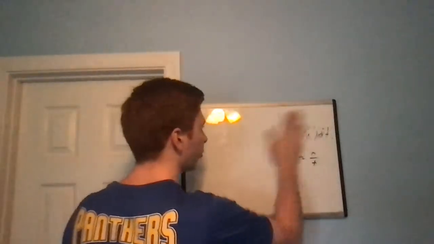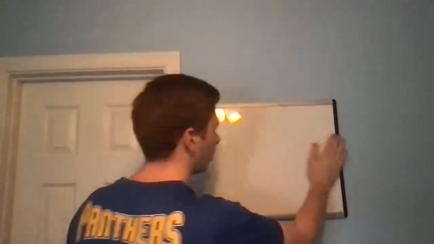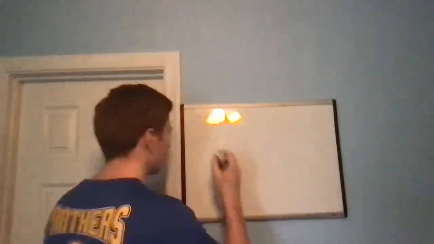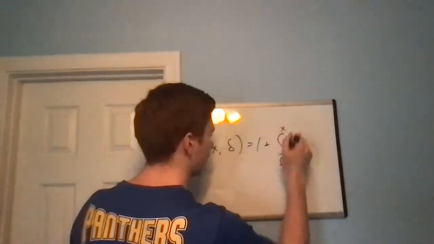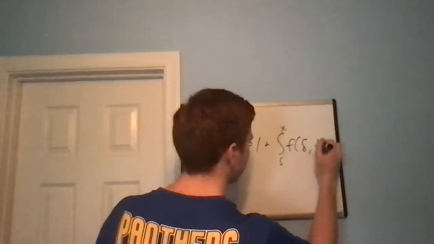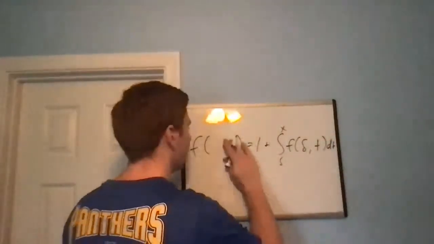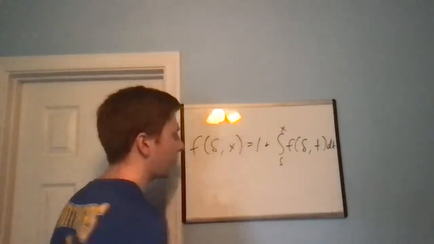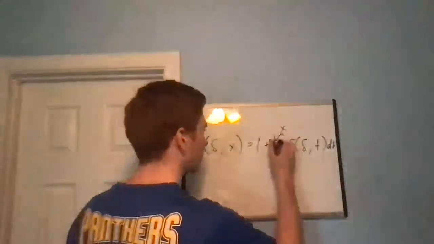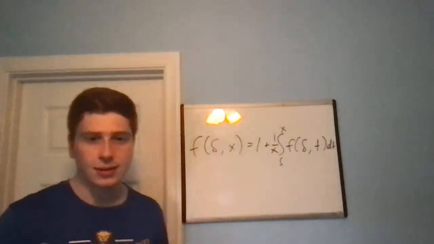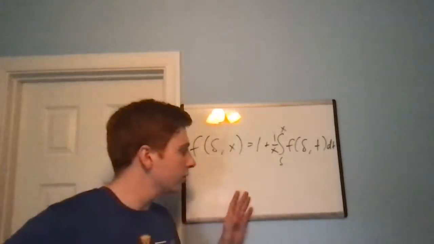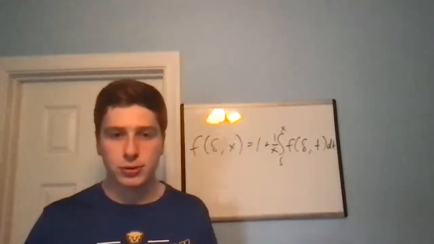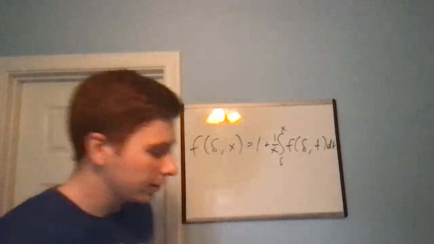The big idea with solution 3, once you get the equation, so the equation is f of x comma delta equals 1 plus the integral from delta to x of f of delta comma t dt. The idea here is to basically just remember your fundamentals. Calc 3 fundamentals.